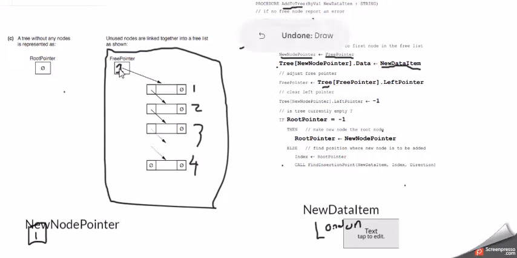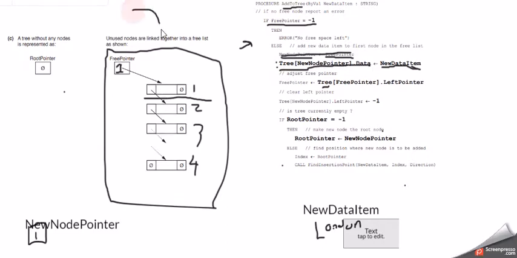Sorry, no we don't. Let me rewind that. Sorry, I'm half asleep. We've just done this bit here. So the next step is we're going to take the new data item and put it into the tree new node pointer data. So wherever we're going to put into our binary tree, we're going to put it into here. So L for London, for example.